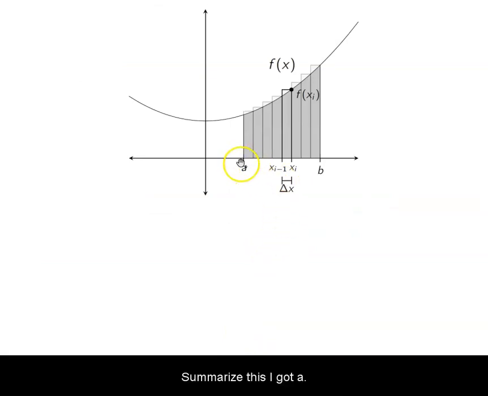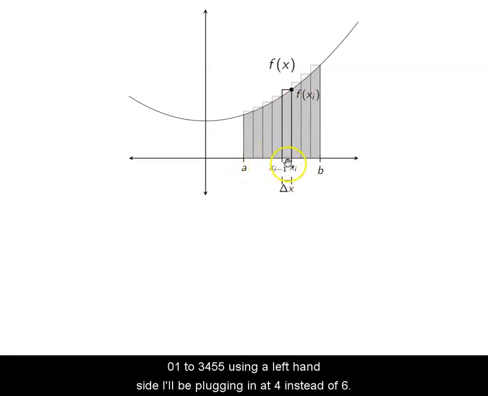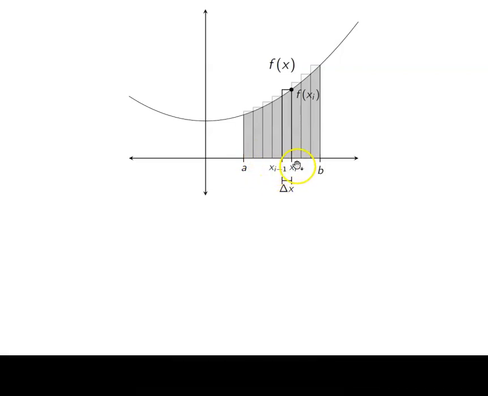So, if we summarize this, I go from a to b. Here I have delta x. For the ith rectangle, xi gets plugged in if it's a right-hand sum. If it's a left-hand sum, I would use xi minus 1. So if this is 1, 2, 3, 4, 5, this is the fifth rectangle. If a right-hand sum, this would be x5, which it is, right? 0, 1, 2, 3, 4, 5. If I was using a left-hand sum, I would be plugging in x4 instead of x5.